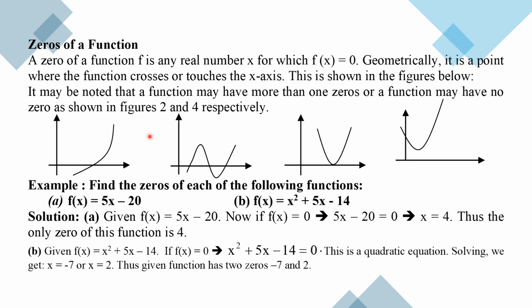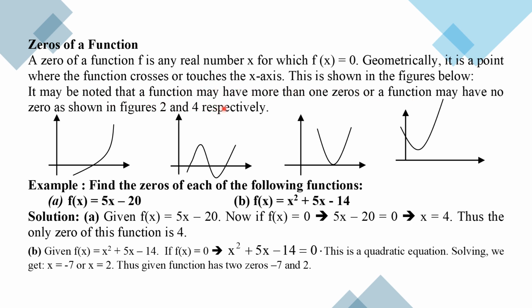Zeros of a function. A zero of a function f is any real number x for which f of x is equal to 0. Geometrically, it is a point where the function crosses or touches the x-axis. This is shown in the figure below.